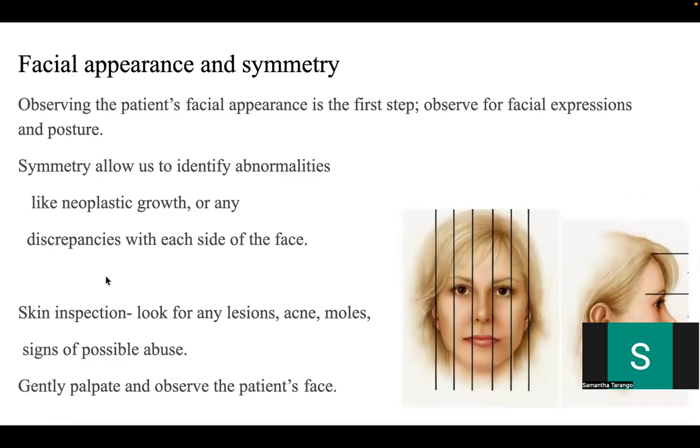Okay, so for the facial appearance and symmetry, we want to observe our patient's facial expression and posture. The symmetry allows us to identify any abnormalities like neoplastic growth or any discrepancies between each side of the face. For the skin, we want to look for any lesions, any acne, moles, or any signs of possible abuse. We want to gently palpate all over the face and observe the patient's face.